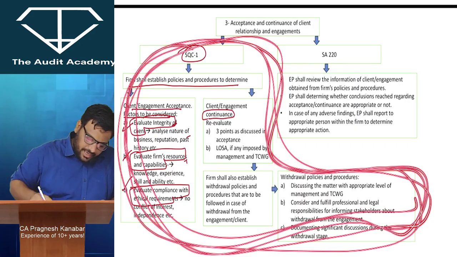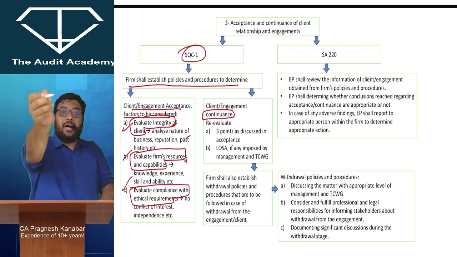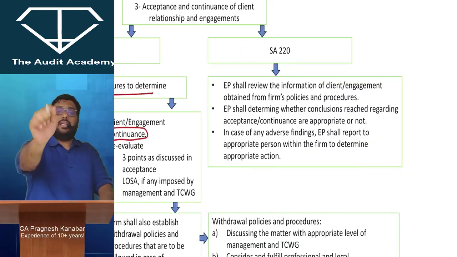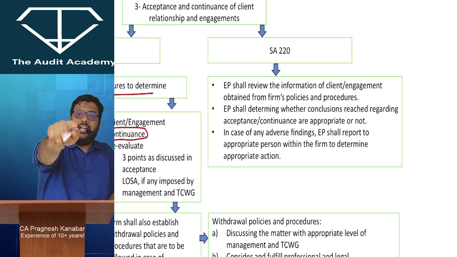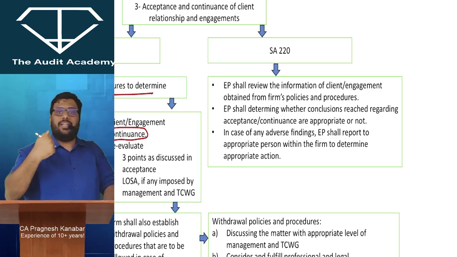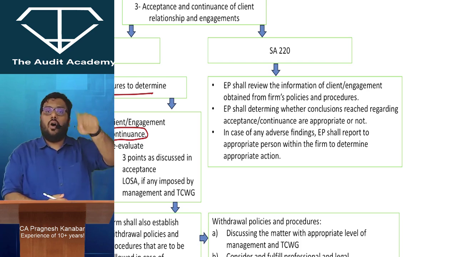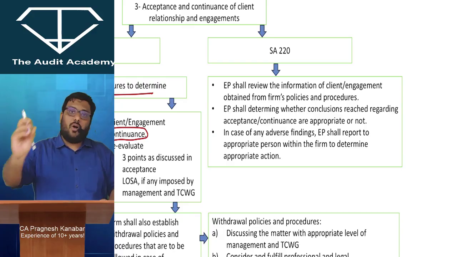Client or engagement acceptance and continuance. What will be the role of engagement partner over here in case of audit of financial statements? Listen, engagement partner, you can't decide whether to accept a client or not. All of those decisions will be taken by the firm's leadership. What will be your role? Your role will be to obtain the information from the firm about that particular client.